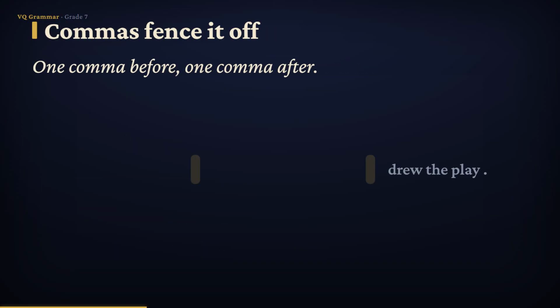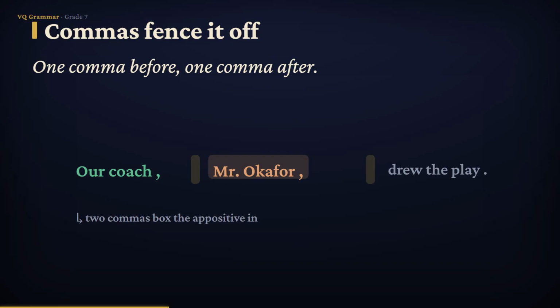When an appositive sits in the middle of a sentence, we fence it off with commas, one comma before it and one comma after it. Look at this. Our coach, Mr. Okafor, drew the play. See how a comma stands guard on each side of Mr. Okafor? Those two commas box the appositive in, so the reader knows exactly where the extra information starts and where it stops. One comma before, one comma after.